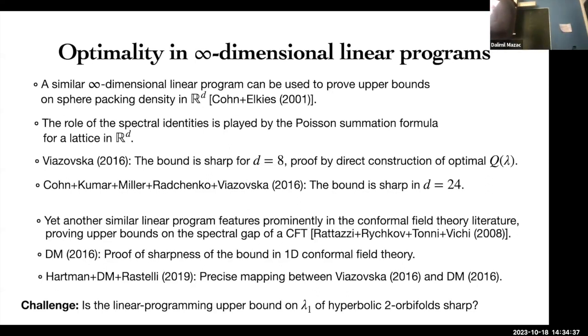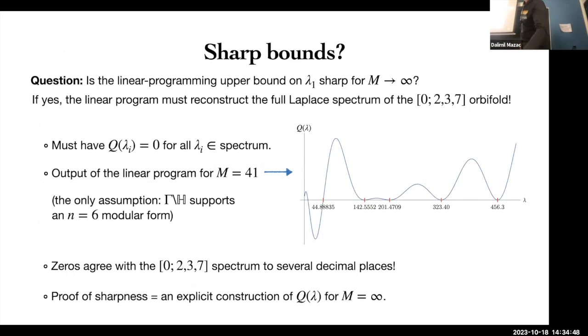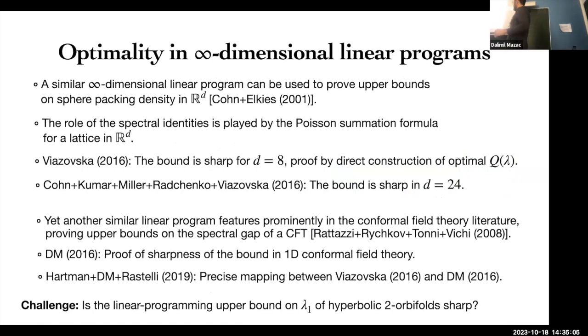And quite famously, Viazovska, 2016, proved the sharpness of the bound in 8 dimensions, basically by directly constructing the analog of this optimal Q. Well, in that case, it's not a polynomial anymore, but it's also not a polynomial for m equal infinity. It's like a polynomial of degree infinity. She constructed this wavy function, this magic function or extremal functional for the Poisson summation formula in 8 dimensions.